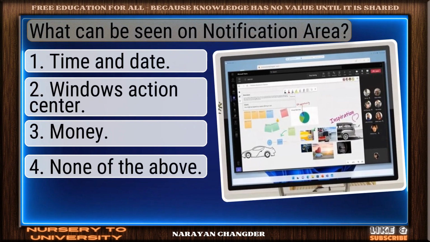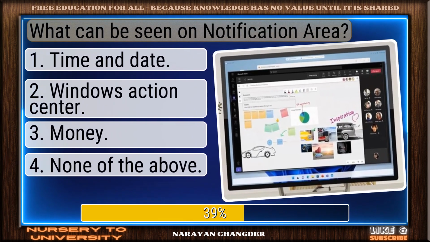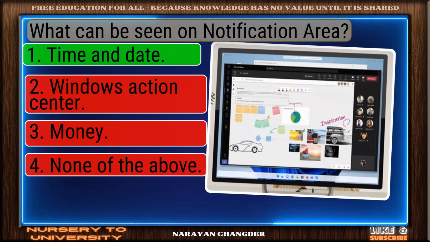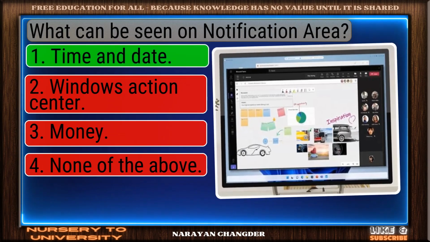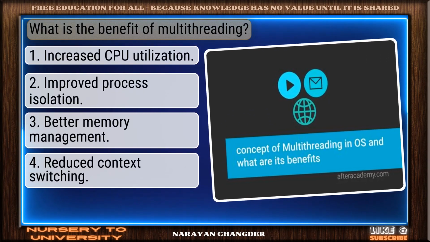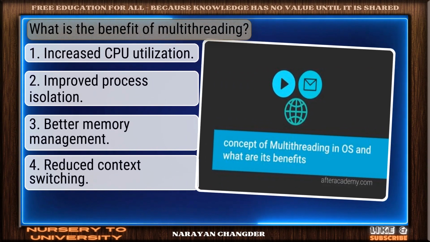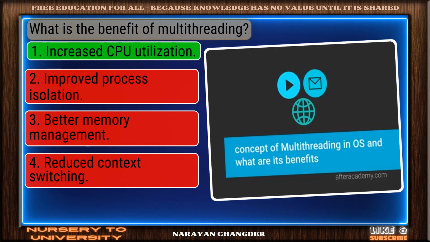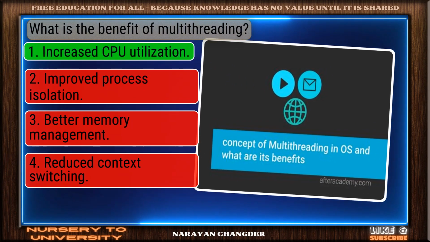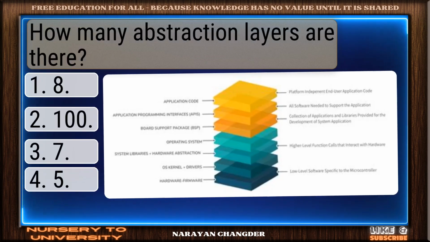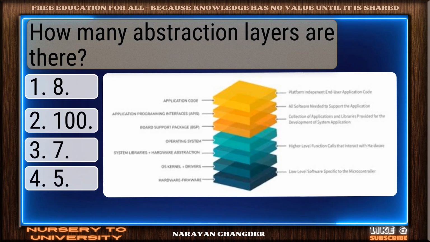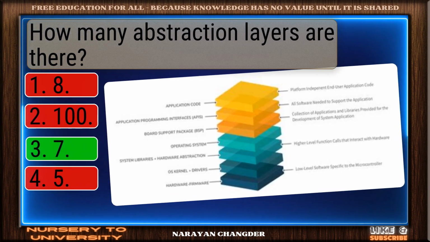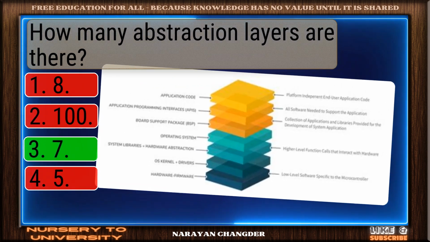What can be seen on notification area? Correct response. Time and date is the most accurate answer. What is the benefit of multi-threading? Right choice. Increased CPU utilization is the best answer. How many abstraction layers are there? Perfect. 7 is the correct choice.